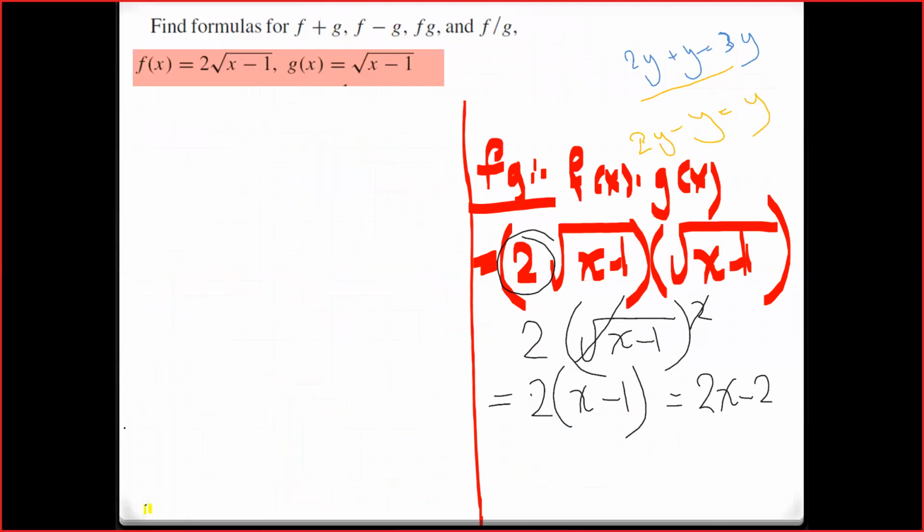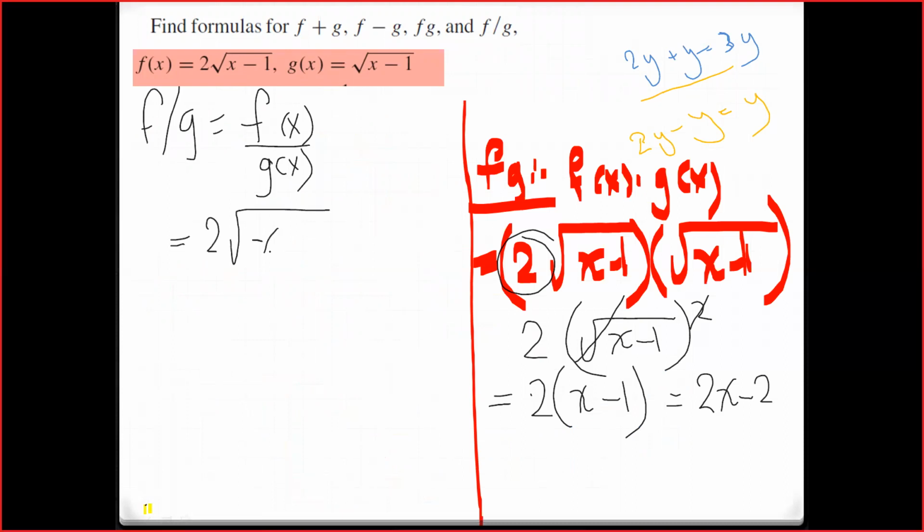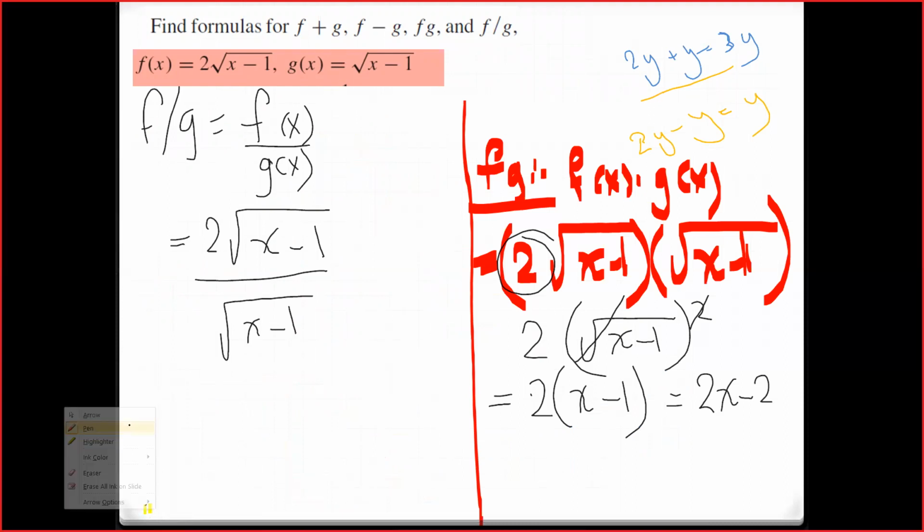Now, let's do f divided by g. It is f of x divided by g of x. What is f of x? It is 2 square root of x minus 1. And what is g of x? It is square root of x minus 1. Can I simplify it? Yes. And the answer is 2. Now what about this? Is it clear? Yes. Okay.